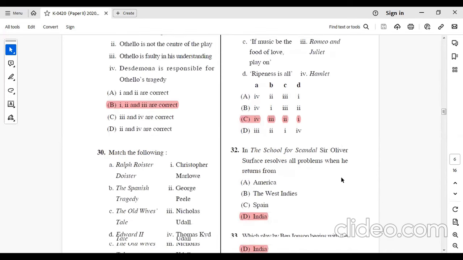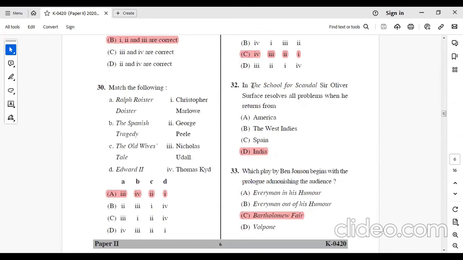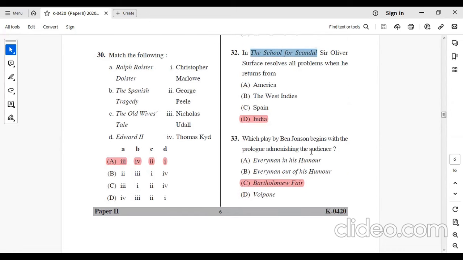Now, question number 32. The School for Scandal. In The School for Scandal, Sir Oliver Surface resolves all the problems when he returns from India. Next, question number 33.